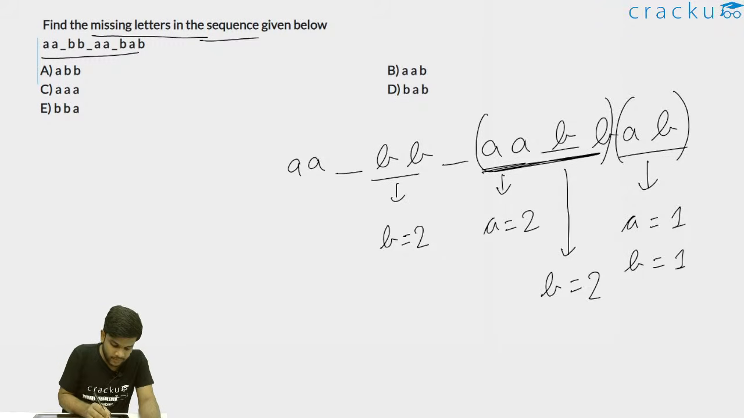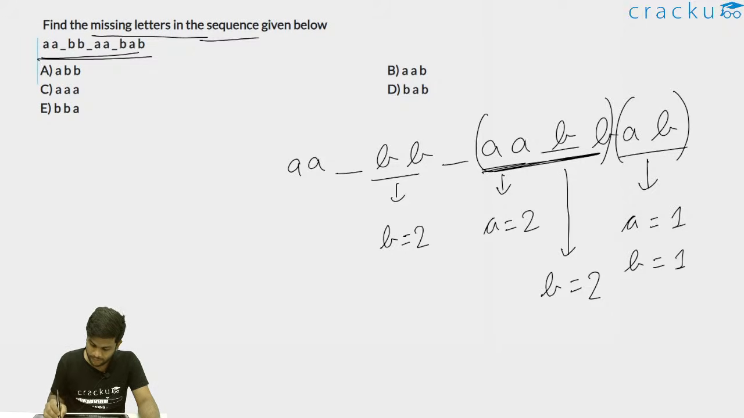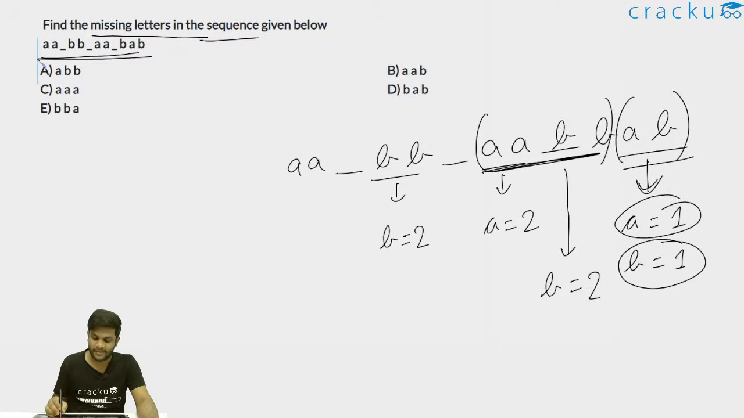So a sequence was given and we had to find the missing letters. So I told you that this was in the first cluster, it was AB, in which A and B both are repeating one time. Now here one B was single and there were two A's. So if we put here B, it will be a cluster where A and B both are repeating two times.